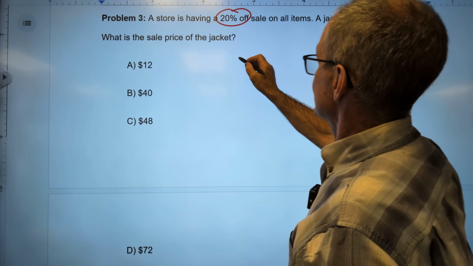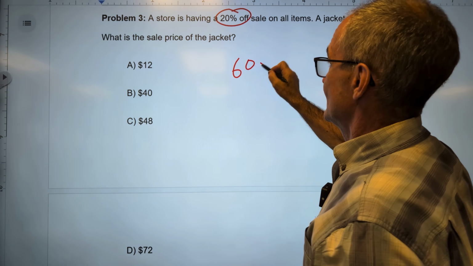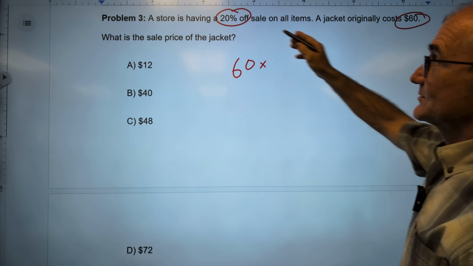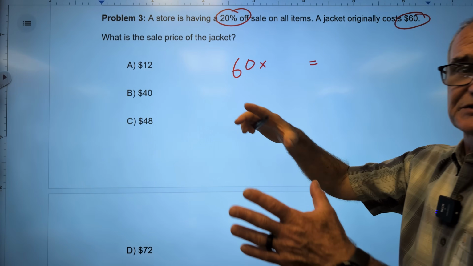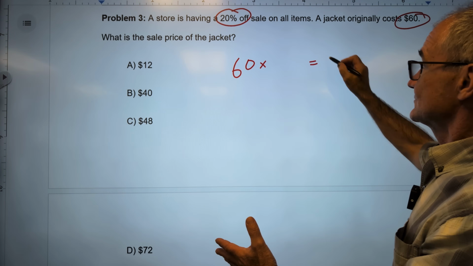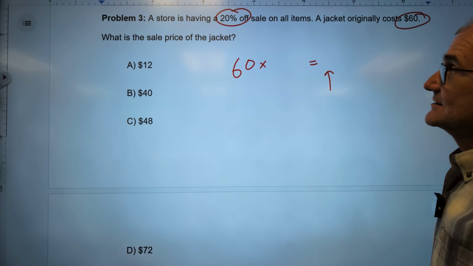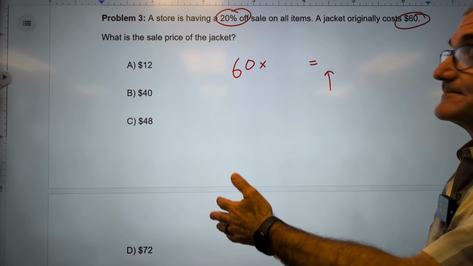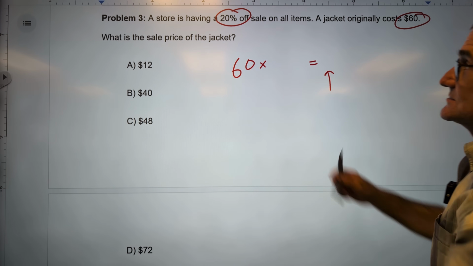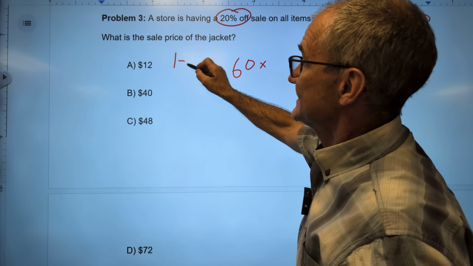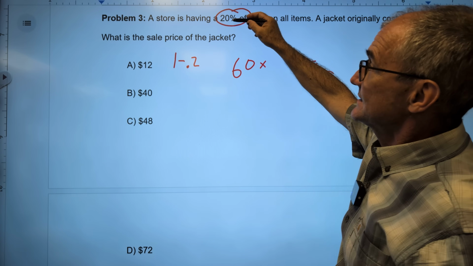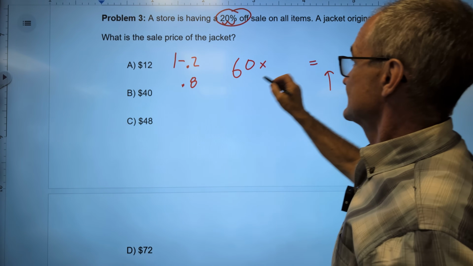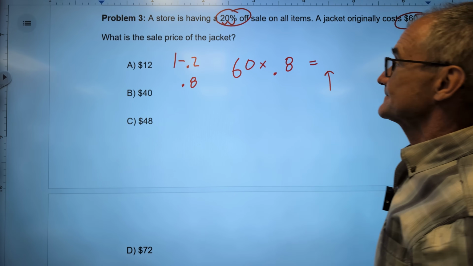So the jacket is originally $60. I'm going to have to multiply it by something to get the new price. If I multiply it by the 20, that is how much off I'm going to get. This is what I want right here, the new price. So I'm not going to multiply by 20 to figure out what that saving is. I want to know the new price. So I'm going to do 1 minus 20%. 20% is the same as 0.2. 1 minus 0.2 is 0.8. So I'm going to multiply this by 0.8.